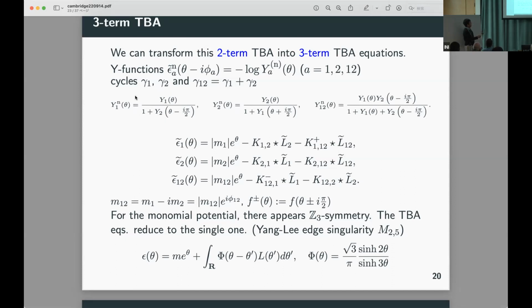We have monomial potentials. In this case, the monomial potential has some Z3 symmetry. So this three-term TBA equation reduces to a single equation. This was originally found by Zamolodchikov to describe the Yang-Lee edge singularity, the non-unitary minimal models. So we can obtain this kind of special TBA from the case.